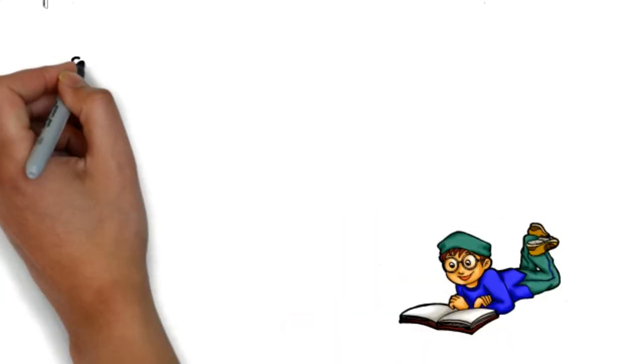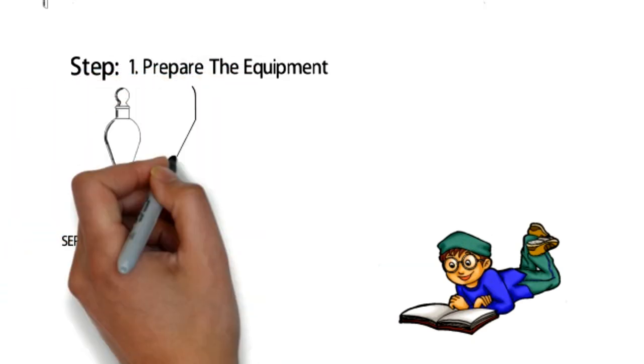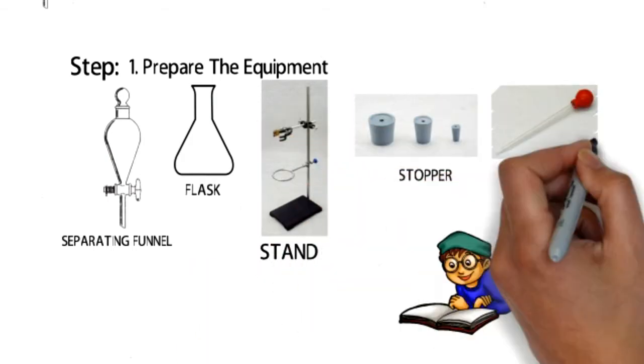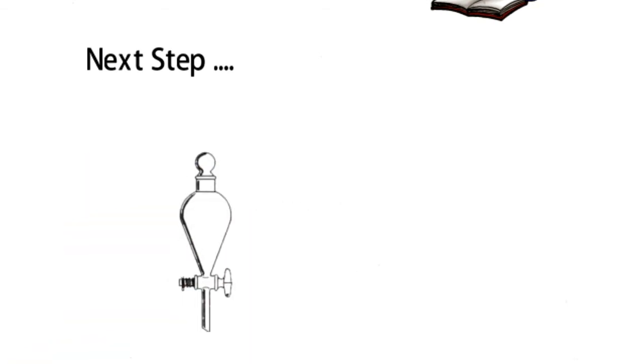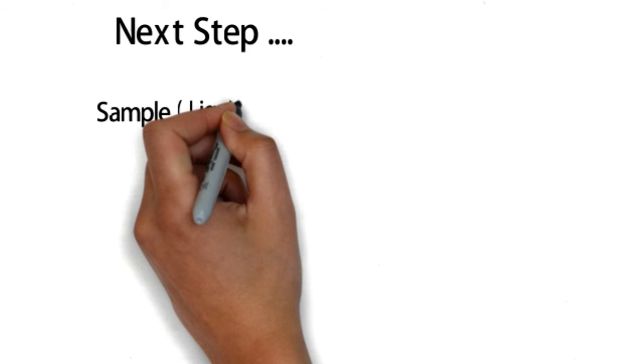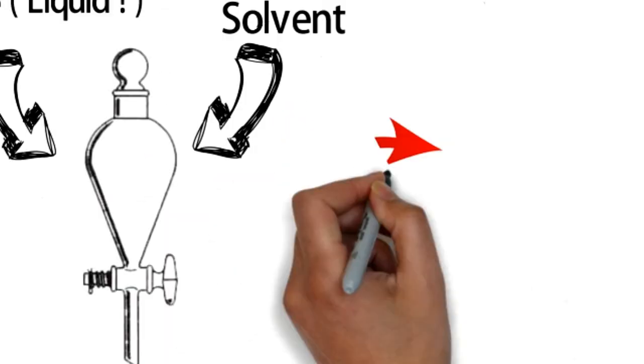First, prepare the tools for solvent extraction, such as separating funnel, flask, stand for separating funnel, stopper, and also pipette. After that, put the prepared sample into the separating funnel. Remember, the sample must be in liquid form. After that, put the solvent into the separating funnel.